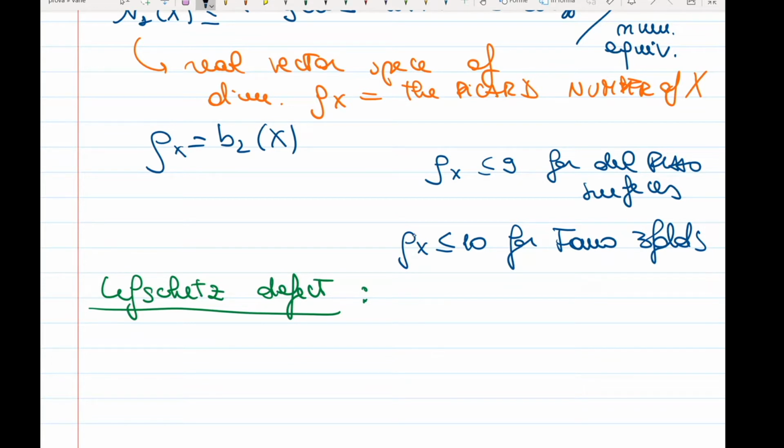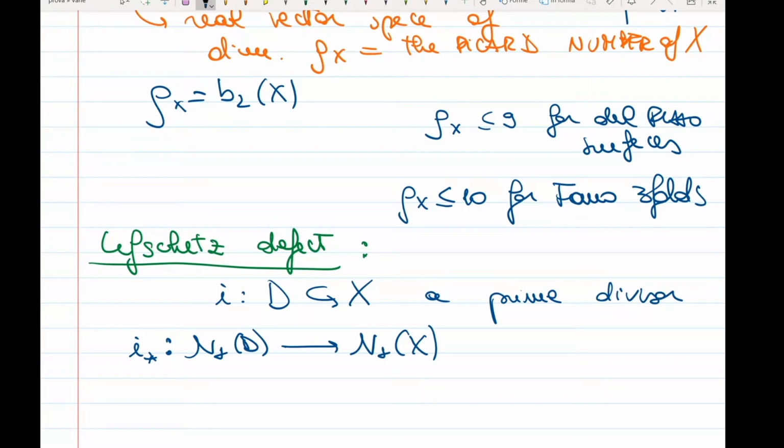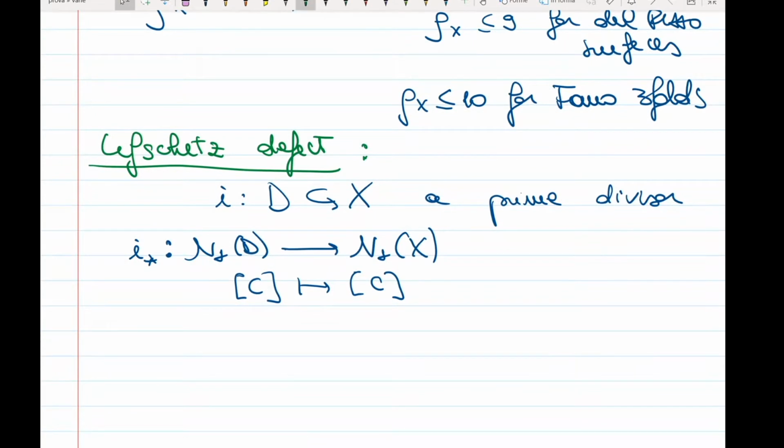Which is defined as follows. I start with a prime divisor D in X. Okay, and I want to compare N1 of D with N1 of X. So we take the inclusion of D in X, and it gives a natural push forward from N1 of D to N1 of X, which takes the class of a curve in D and sends it to the class of the same curve in X. And I'm interested in the image of this map, which I denote by N1 of D,X.